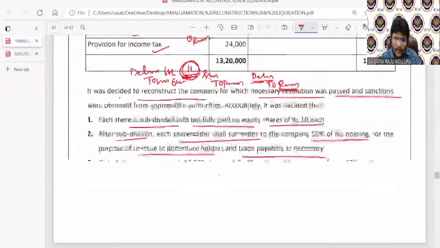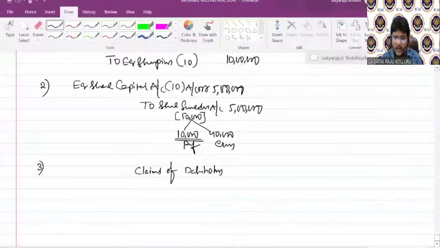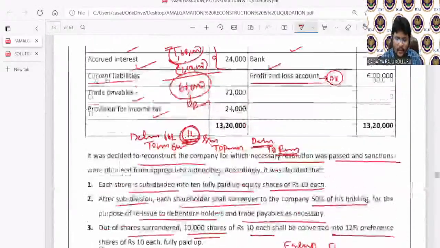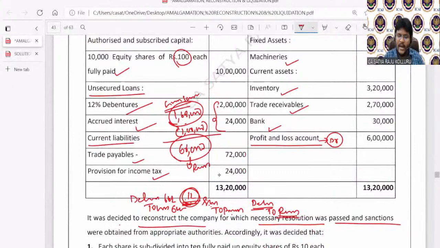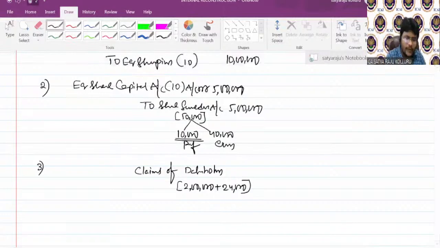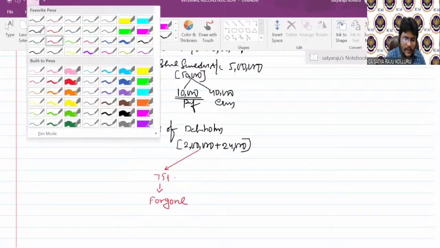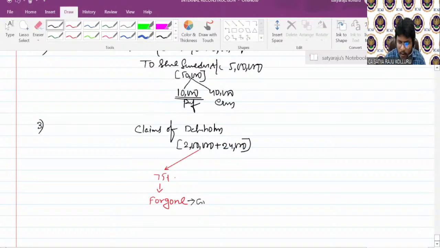Now, the claims of the debenture holders shall be reduced by 75%. First, let me calculate the total claims of the debenture holders. In the form of principal, they have 2 lakhs. In the form of accrued interest, they have 24,000. That is total 2 lakhs plus 24,000, that is 2,24,000. Out of which he is talking first about 75%. 75% is foregone, which is not a real sacrifice, guys, which is gross sacrifice.